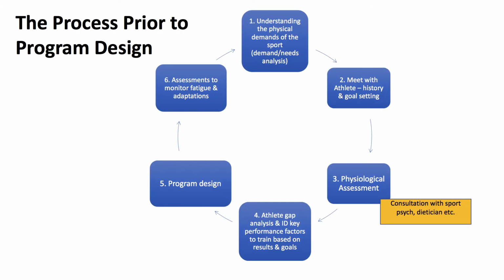There is a process prior to program design, and it's a 6-step process, which you can see here dictated by arrows, which I believe is the best way to create a program. First of all, at the top, you can see we need to understand the physical demands of the sport. So this is called a sport demand or a needs analysis. Then the second part of this is you want to meet with the athlete, go over their history, and then create some goals together. Then you're going to do a physiological assessment. You're going to assess their physiology.